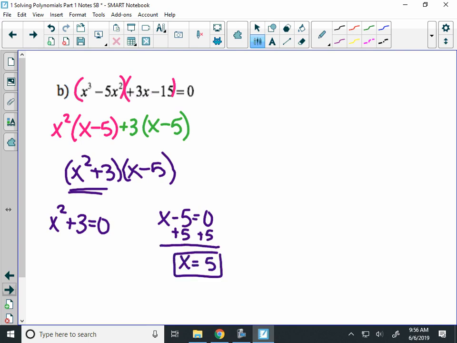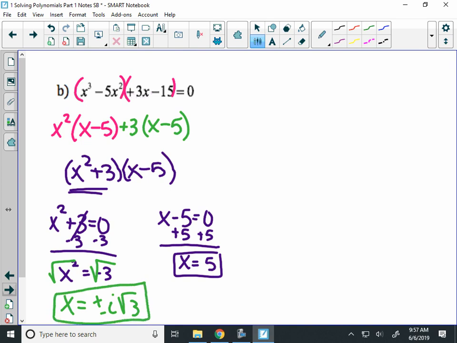The left one I have to do a little bit more work. I'm going to start by subtracting 3 and get x squared equals negative 3. Now I have to get rid of this square, so I'm going to square root both sides. Now you need to remember, when we square root something, we have to put a plus or a minus in front. I also have the square root of a negative number, which means I'm going to pull an i out and leave the radical 3. So there are 2 roots here. The roots are 5, positive i radical 3, and negative i radical 3. So you have all 3 roots that you need, but those are irrational and imaginary roots.